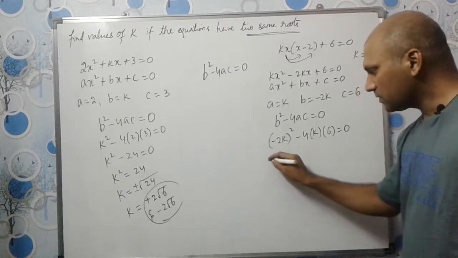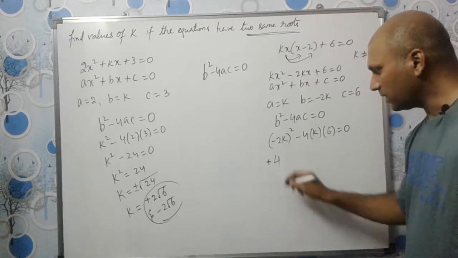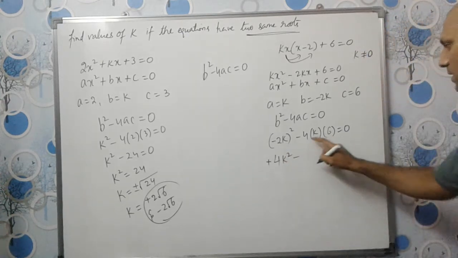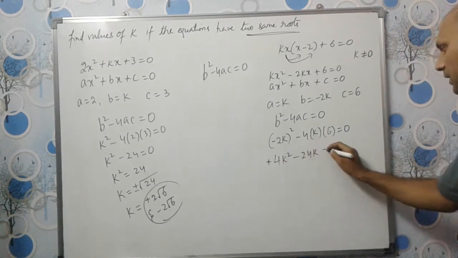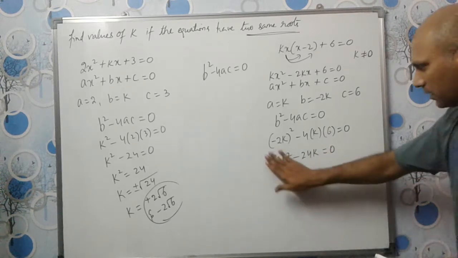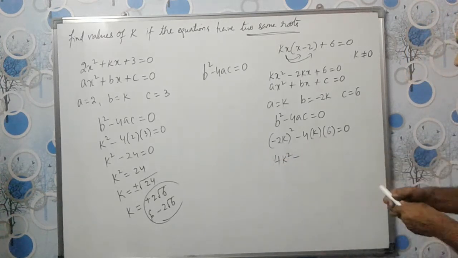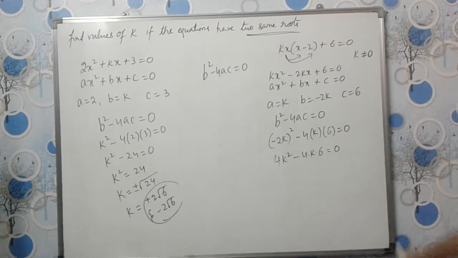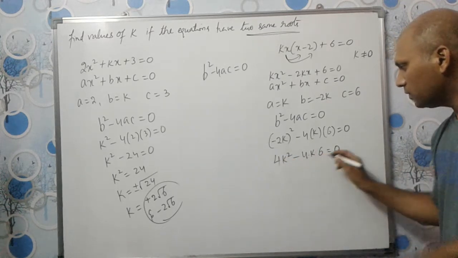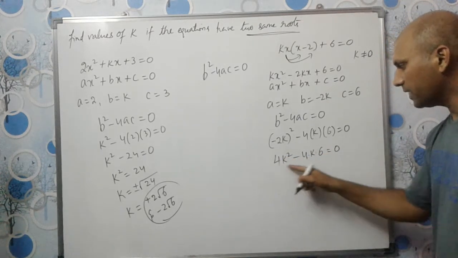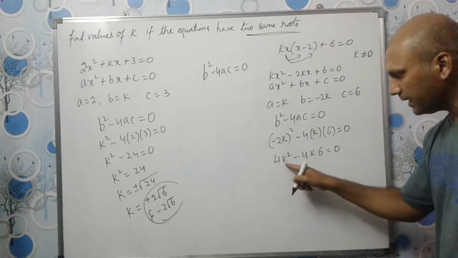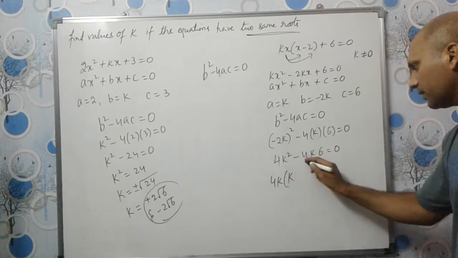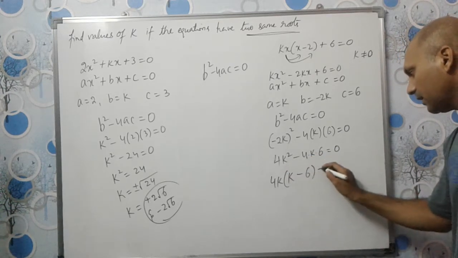Square is for minus, so it will become plus. Square is for 2, so it will become 4. Square is for k, so this will become 4k square minus 6 4s are 24k equal to 0. Or let us keep this 4k and 6 as it is: 4 into k into 6 is equal to 0. Now from these two terms, what can we take common? We can take 4k common. Here it is 4k into k, so if you take 4k common, here k will be left, and here 6 will be left, equal to 0.